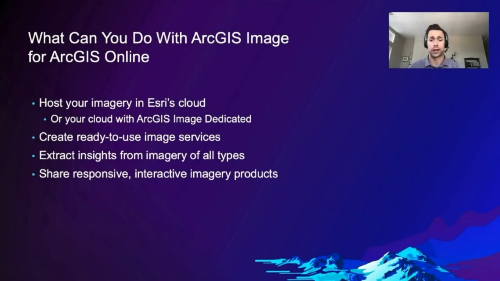ArcGIS Image for ArcGIS Online lets you create ready-to-use image services. Intelligent, tiled, and dynamic image services provide immediate pixel-based analysis capabilities in web and desktop applications. Extract insights from all kinds of imagery. Interpret and extract information from yours or other imagery and raster data sets.